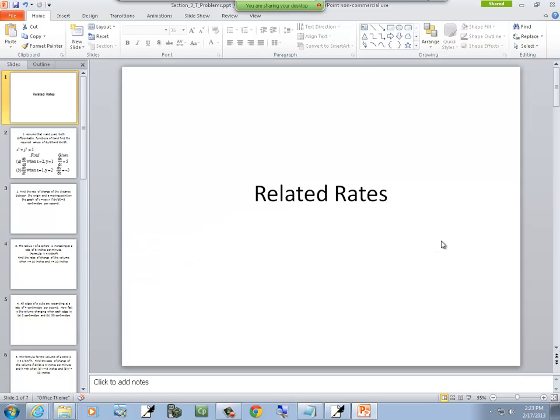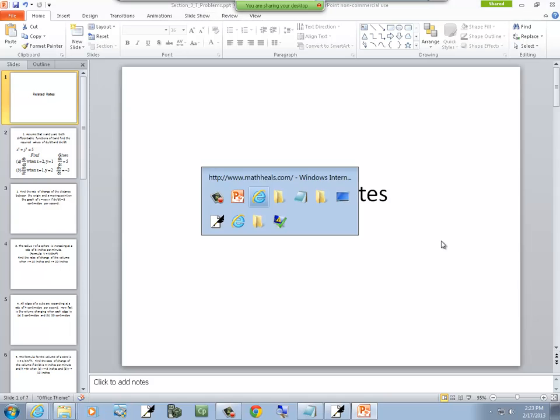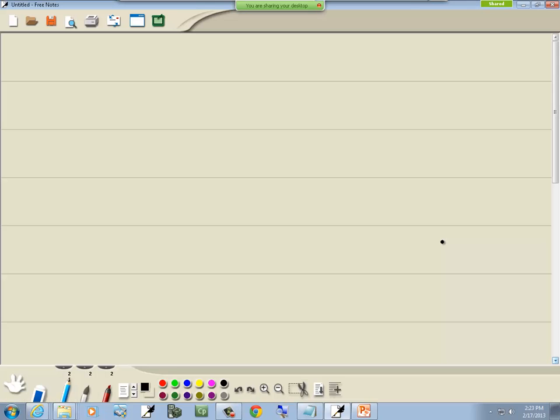Let's take a look at related rates. And to understand more about this, let's say we take a sphere, a ball-shaped object.